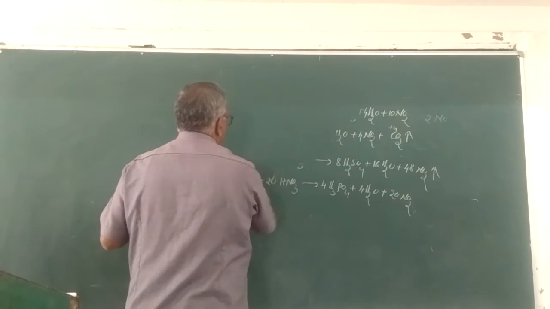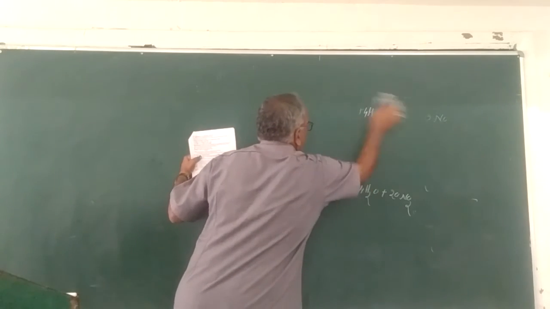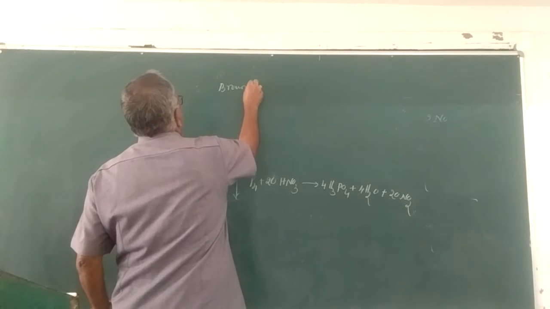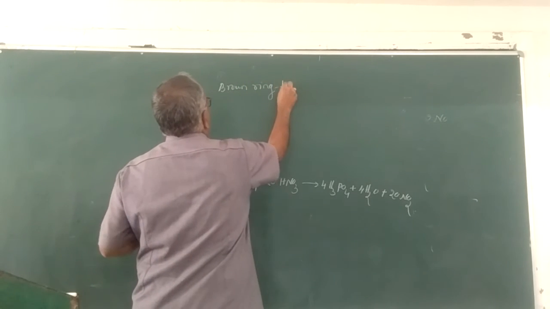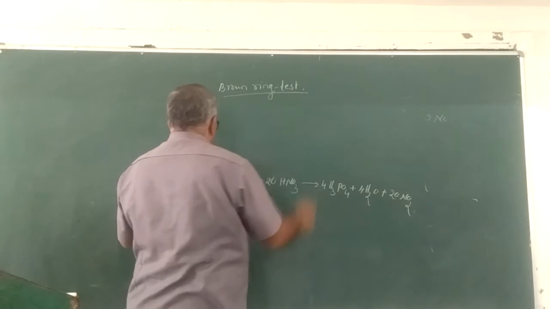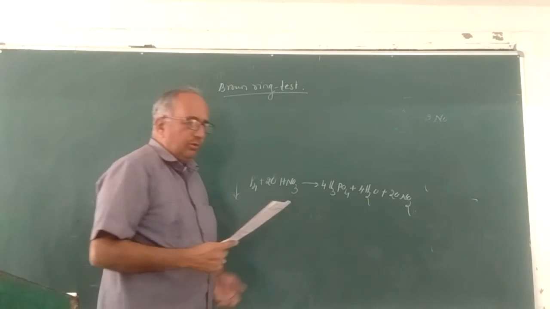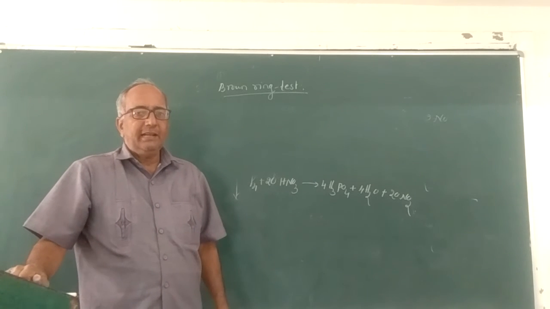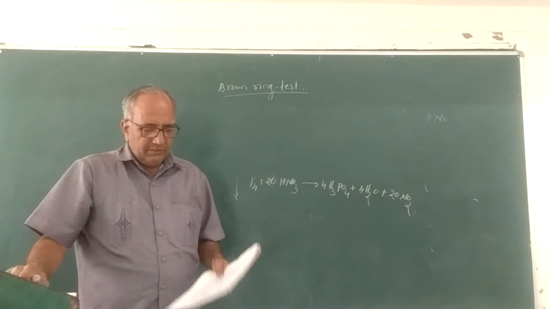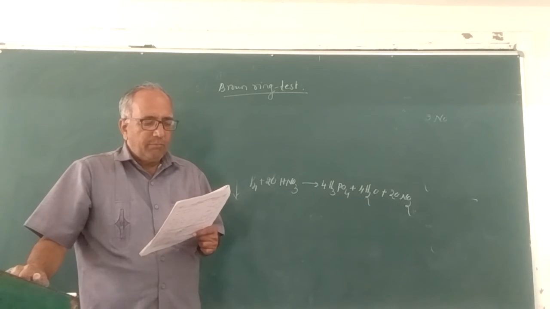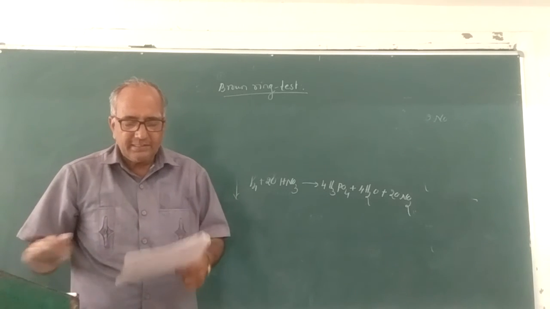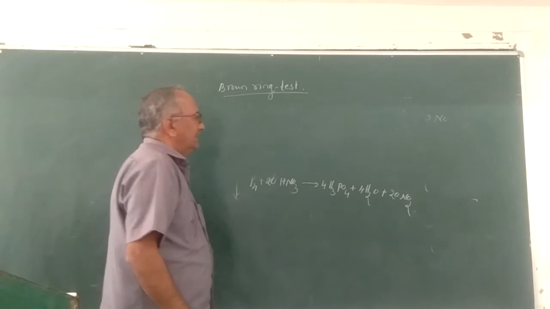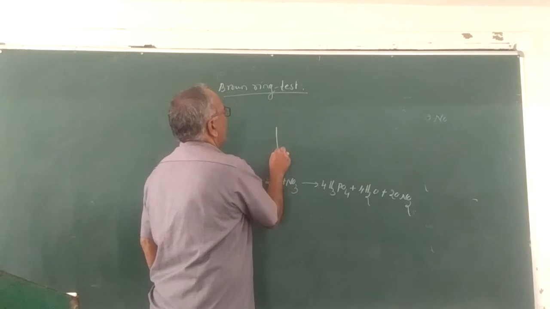Then another important term is the brown ring test. What is the brown ring test? This brown ring test is used to identify whether the given salt contains the nitrate radical or not. So how to perform the brown ring test? First we have to prepare the reagent.